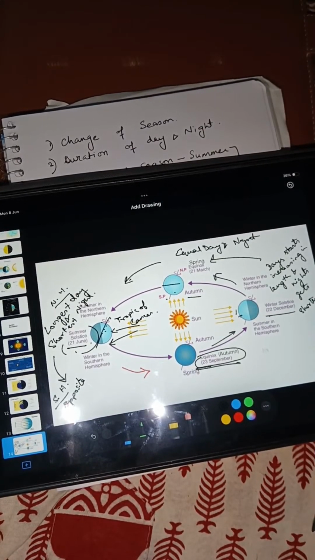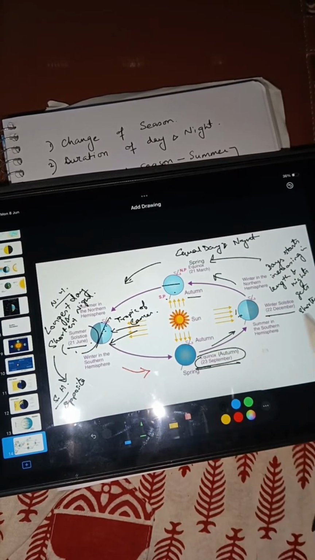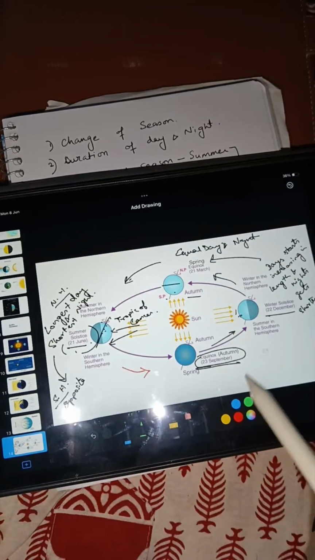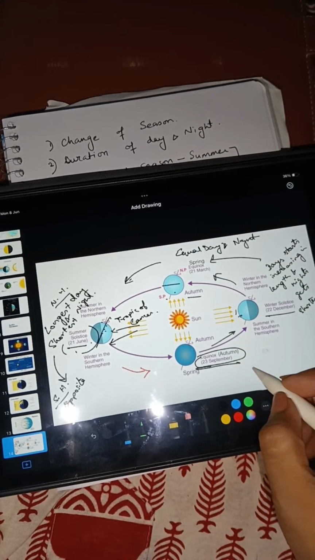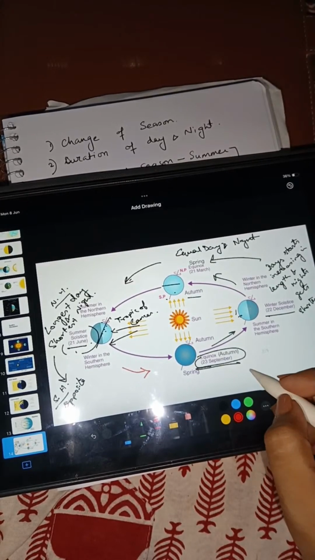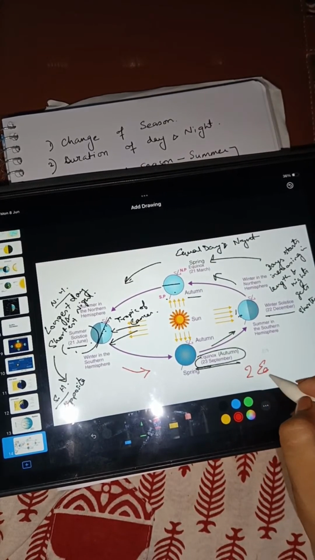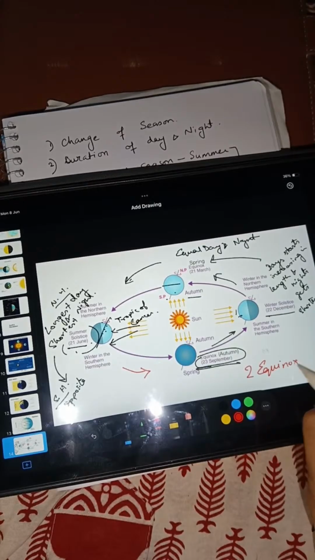So this is all about the 4 positions of the Earth around the sun, and how winter solstice and summer solstice occur, and why there are 2 equinoxes. It is very important, you should remember there are 2 equinoxes that we come across.